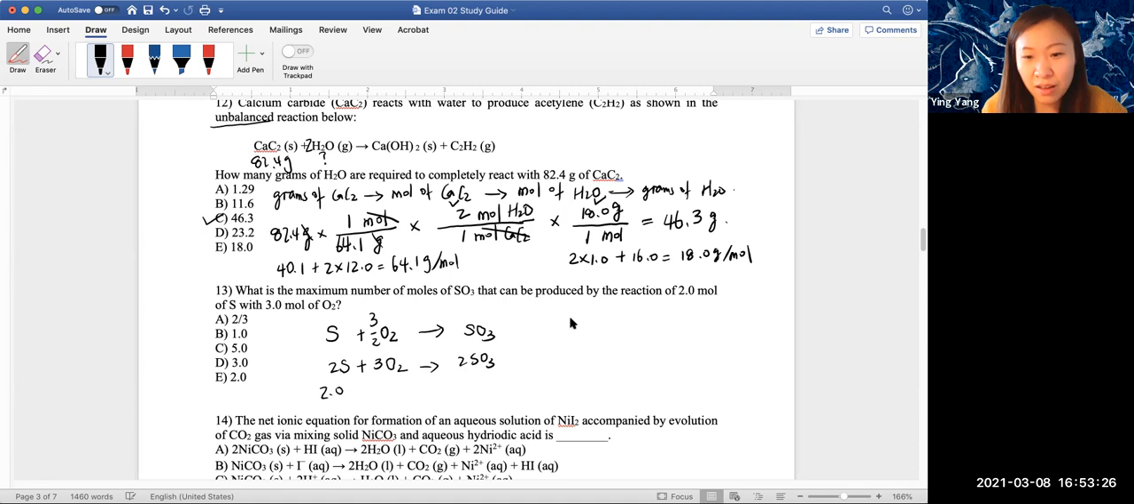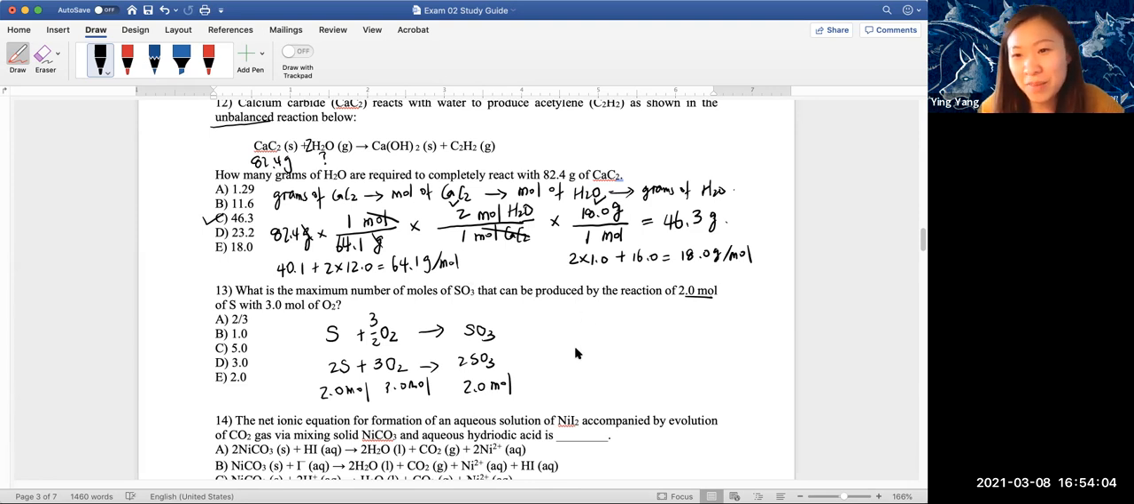Start from 2.0 mole of sulfur, 3.0 mole of oxygen, which actually, for the first time, is consistent with the stoichiometry ratio 2 to 3. And therefore, for the product, we are going to get how many moles of SO3? So if you look at the ratio, sulfur versus SO3 should just be 1:1, right? So if you start from 2 mole of sulfur, you should end up with also 2.0 mole of SO3.